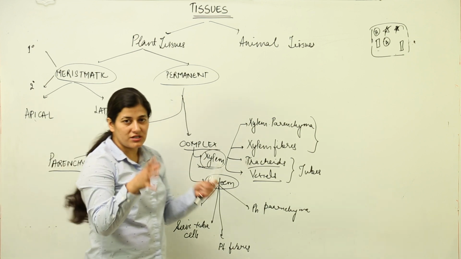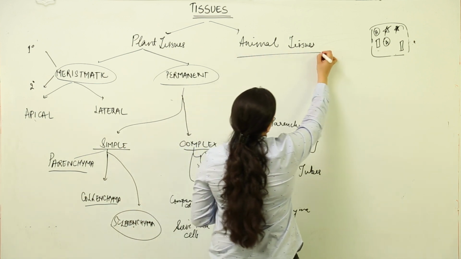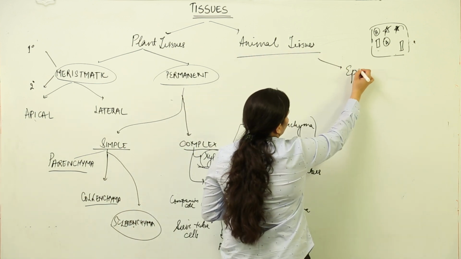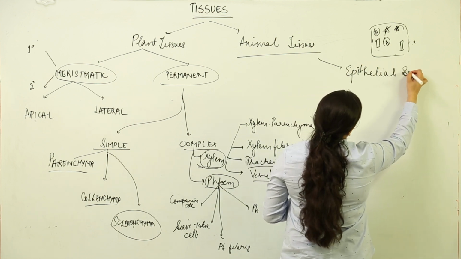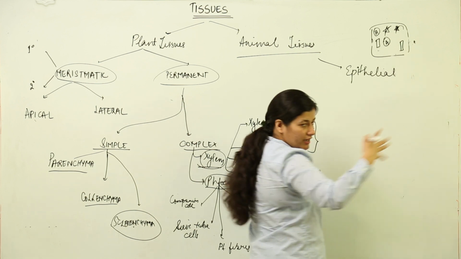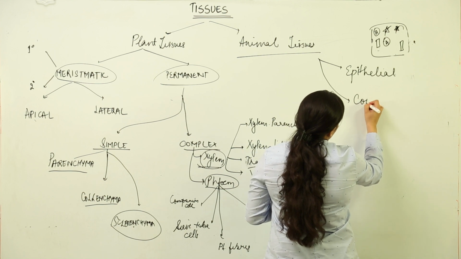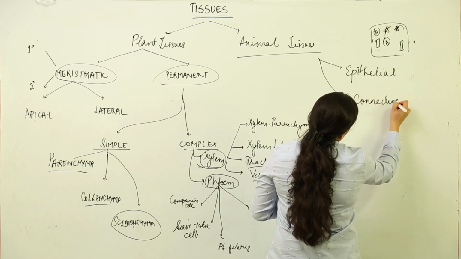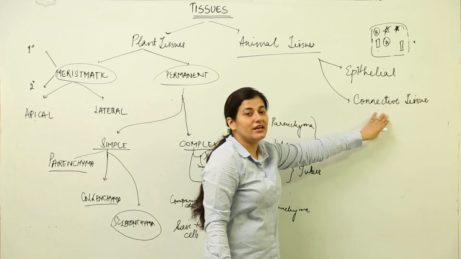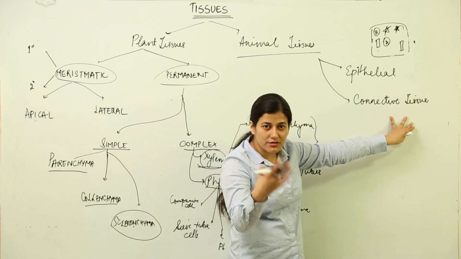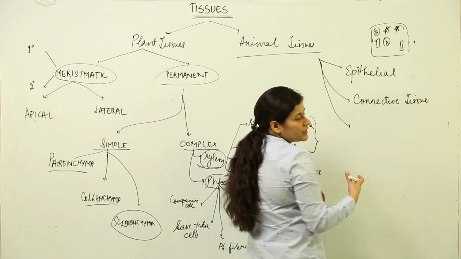Moving on to animal tissues, nothing complex like this. There are 4 types, the simplest ones. First is epithelial, the one which is responsible for providing outer surfaces, surface tissue you can call it. The second one is connective tissue. I need not get into the details now, but the name is quite suggestive in itself. Connective, it connects the other tissues, the other ones that are being mentioned.